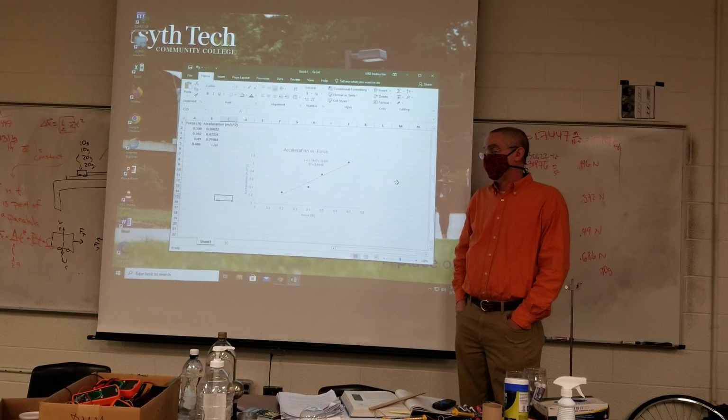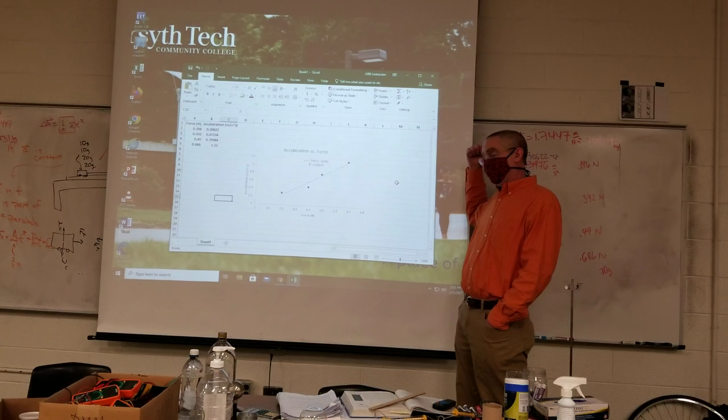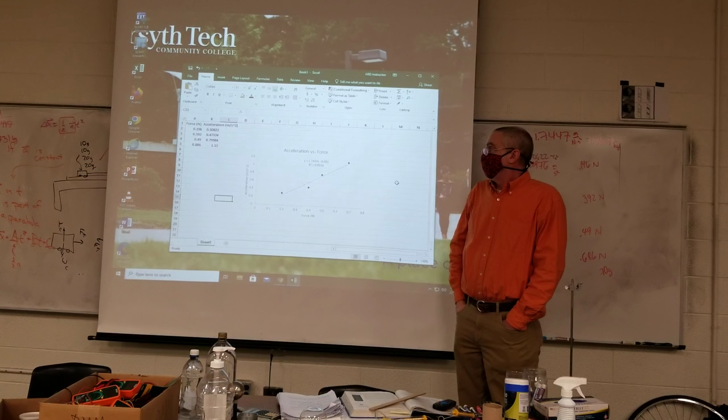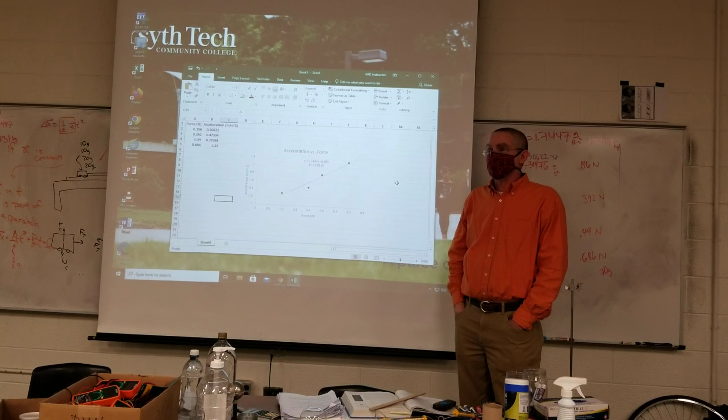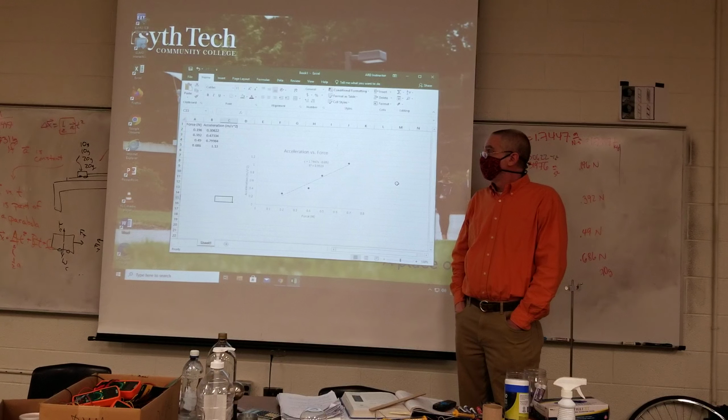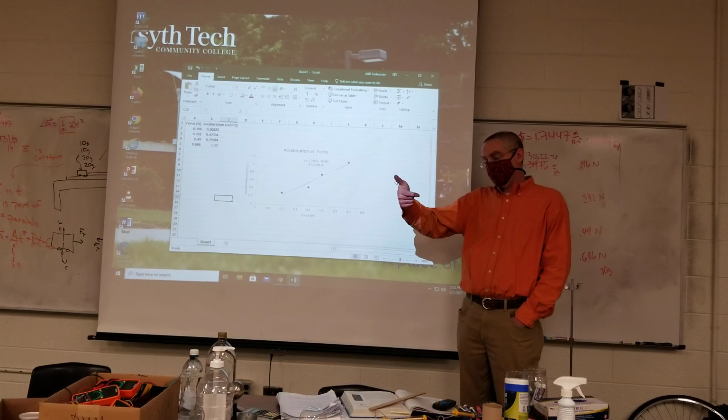Now, when students do this lab, the biggest mistake is they forget to multiply that coefficient by 2. The other one is they find the acceleration by taking the force and dividing by the total mass, so they got perfect results. And another mistake is flipping the axes.